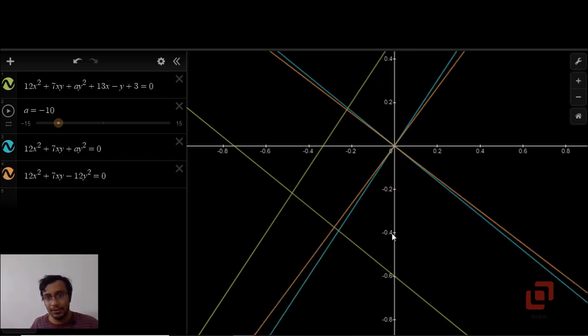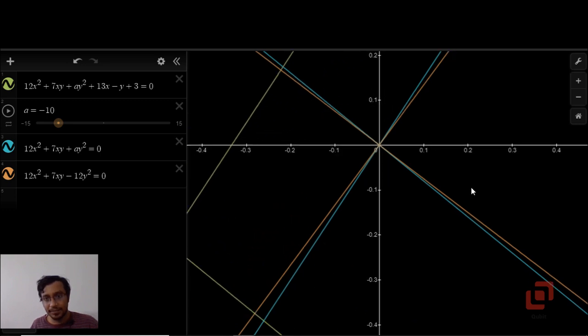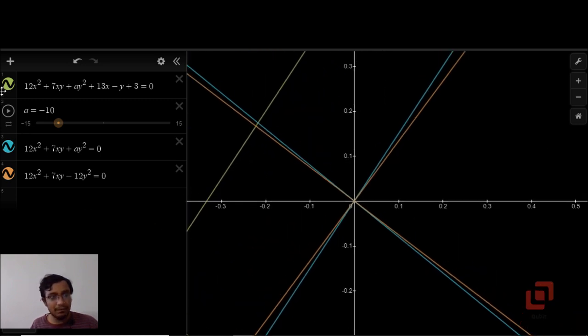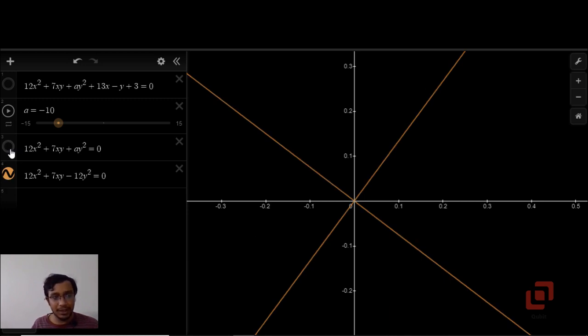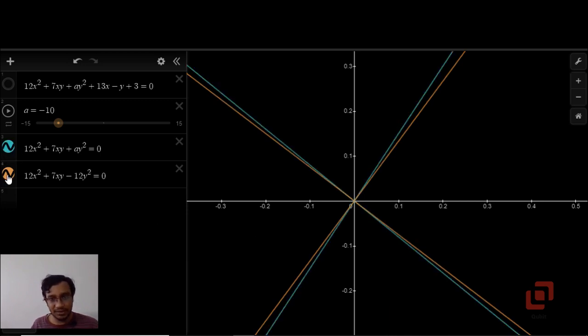Okay, and you can now see that the angle that we are looking for is actually the angle between the orange lines, which are perpendicular to each other, and this cannot definitely be true for the blue lines.